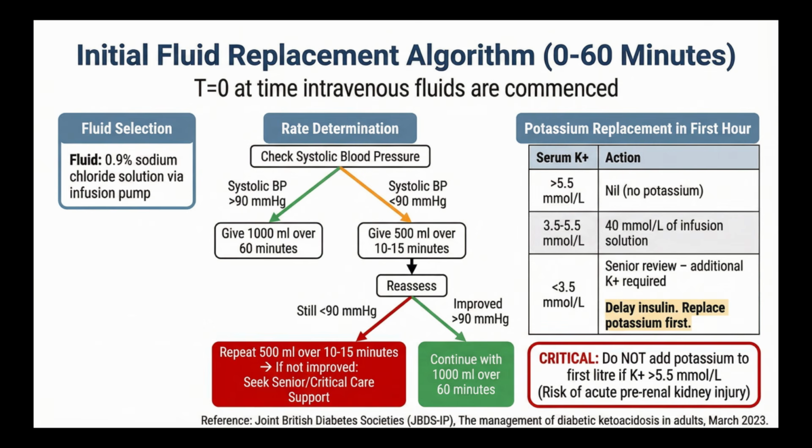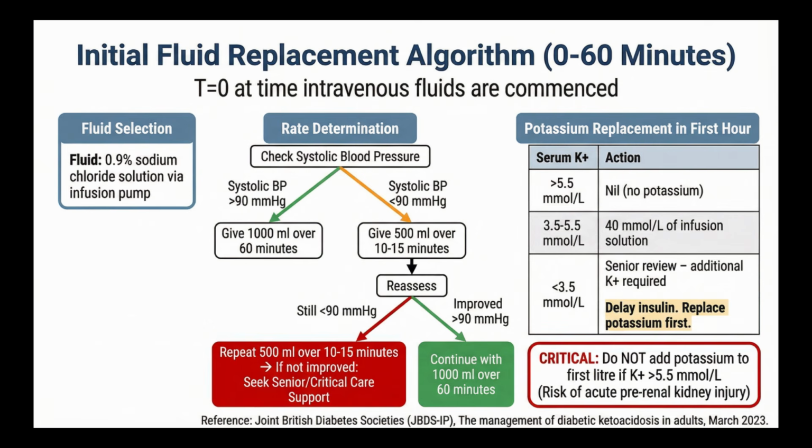If potassium is below 3.5, this is a medical emergency. You must delay insulin and replace potassium first, with urgent senior review. This is a high-yield MRCP safety point. Critical safety message. Do not add potassium to the first liter if the potassium is above 5.5. This increases the risk of acute pre-renal kidney injury.